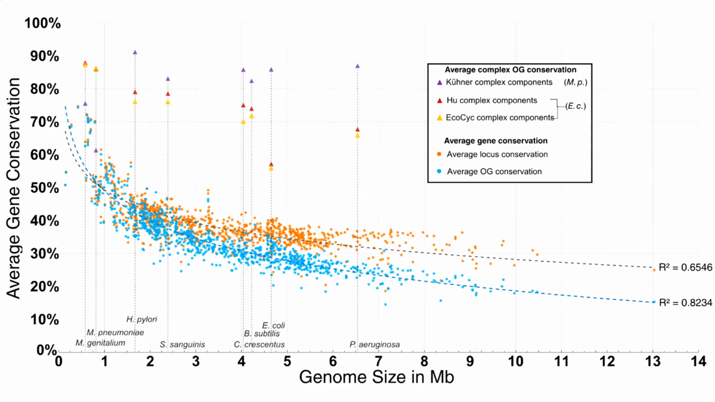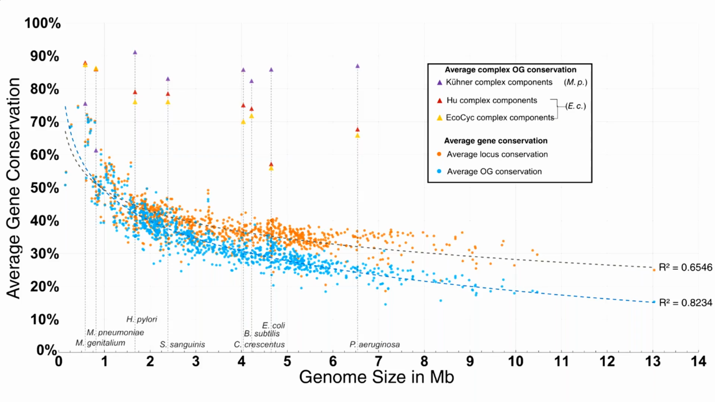Now, we expected them to be some of the most conserved sequences in each genome, and in some cases they are, but in some cases perhaps they aren't as well conserved as we might expect them to be, indicating that perhaps some of those protein complexes aren't as well conserved across species as we may think.